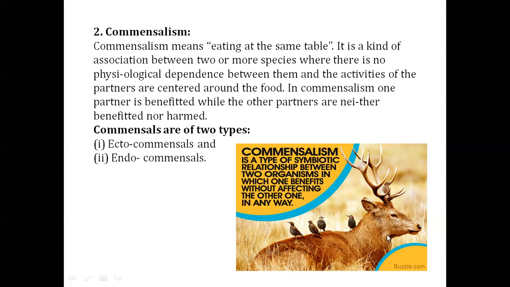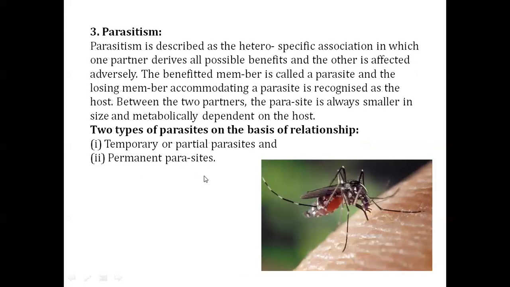So in the example, you can see this is a deer and a few birds are sitting on the deer in wild photography. This is a type of symbiotic relation between two organisms in which one benefits without affecting the other one in any way. Okay, so these are further divided into two types: ectocommensals and endocommensals. Ecto means the outer and endo means the inner side.